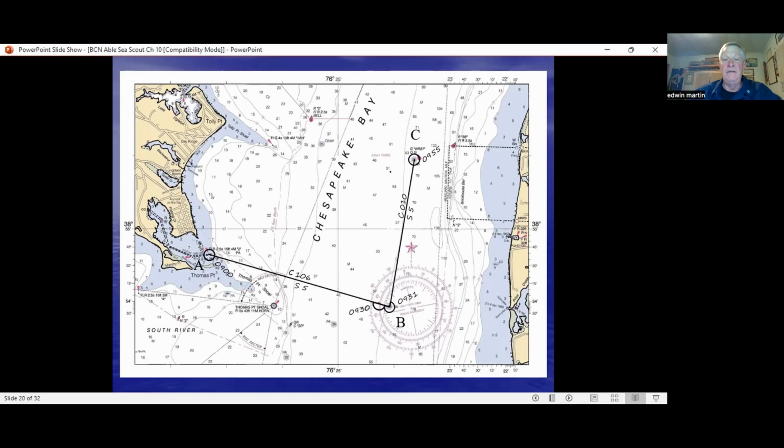Now we change course again, back to A. Our course is 246 degrees true. The speed is going to be 5 knots. Okay, 0955, that leaves me 5 minutes to get to 1000, correct? Well, 5 minutes at 5 knots comes out to be 0.4 nautical miles. So I drop a DR position at 1000 hours.